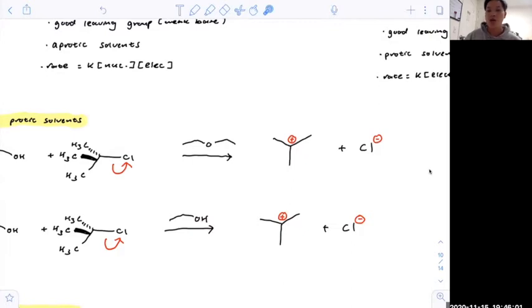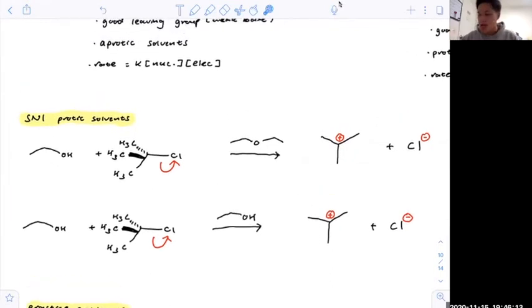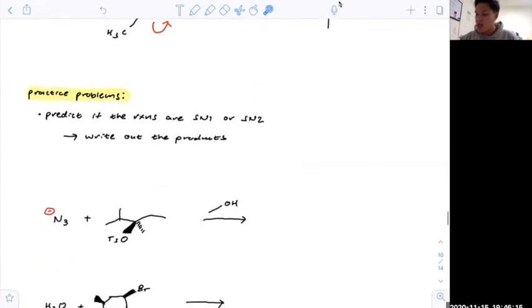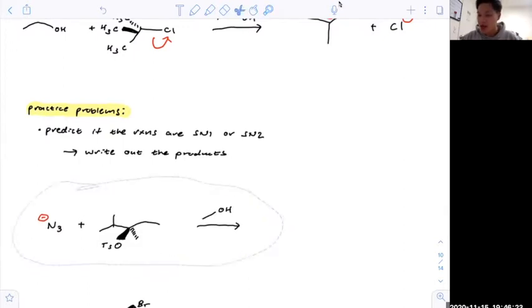Okay, so that's why in SN1 reactions we prefer protic solvents that can form hydrogen bonds. Okay, so let's go into a few practice problems. This is going to be testing if you know which reactions are going to be SN1 or SN2, and I'm going to be testing you on writing your products. Well, I'm actually going to be doing it, but I hope that you can do this at home too or wherever you're at.